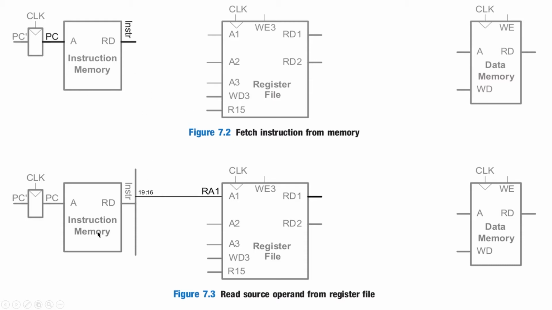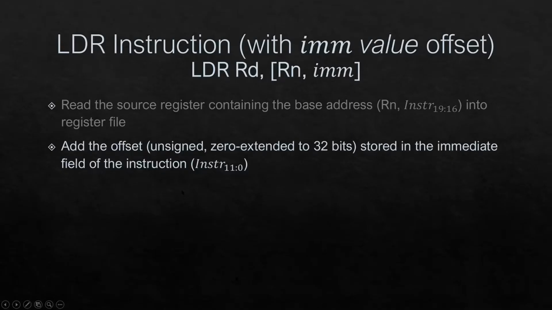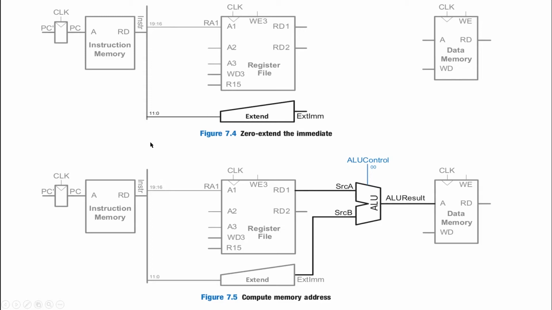First, we're going to be storing the base address that we get from the instruction memory into the register A1, and then add the offset, which is unsigned zero extended to 32 bits. Zero extended simply means prepending leading zeros, and it is stored in the immediate field of the instruction. So once we have the base address in the register file, we will need from the instruction the immediate value that we're going to be adding as an offset of the base address.